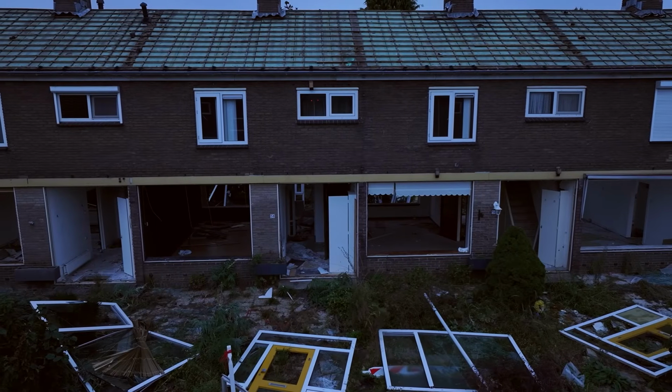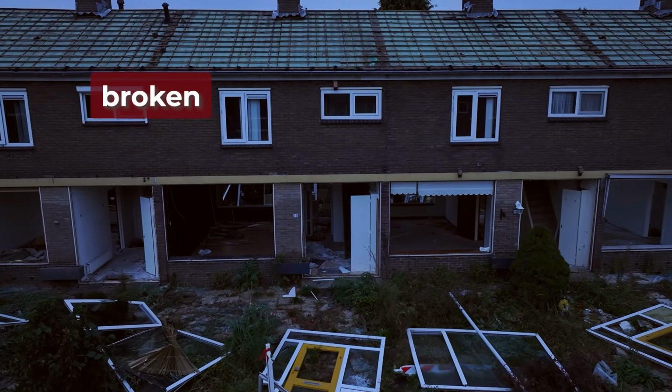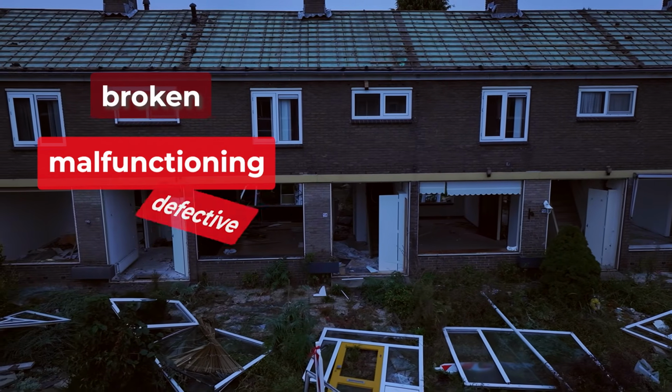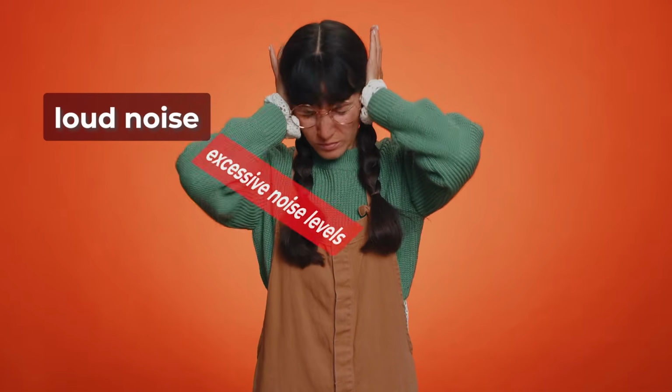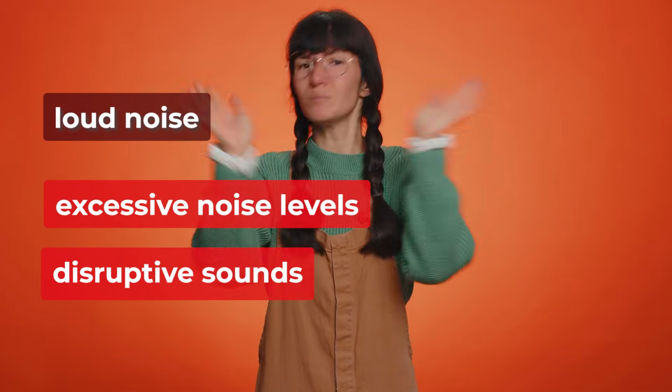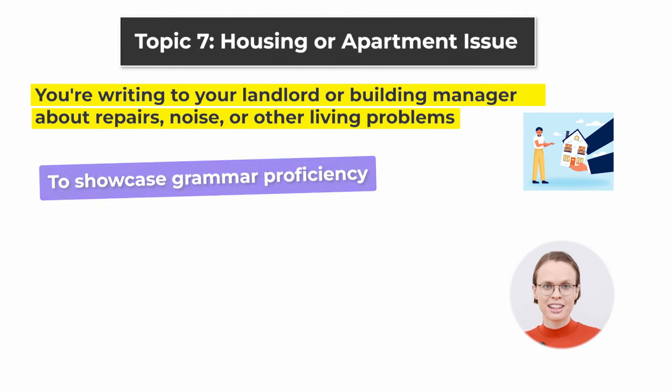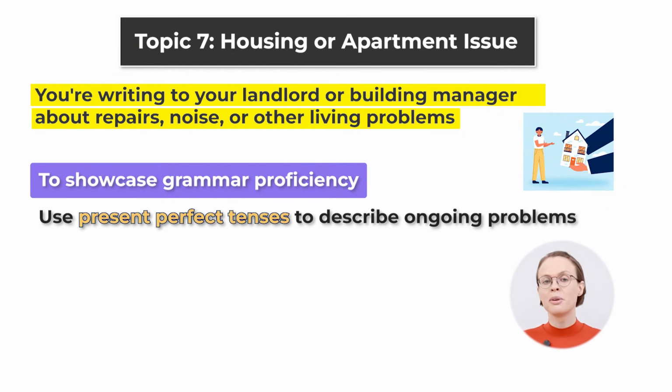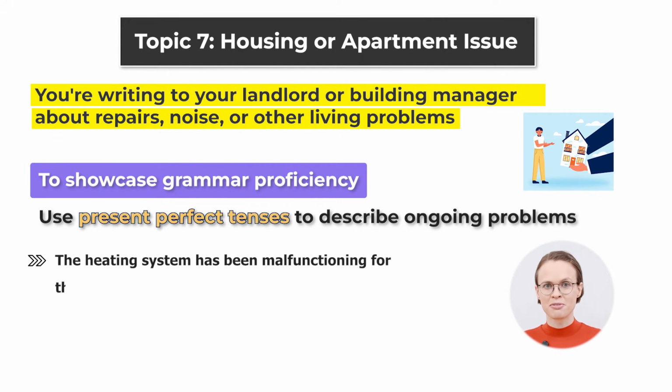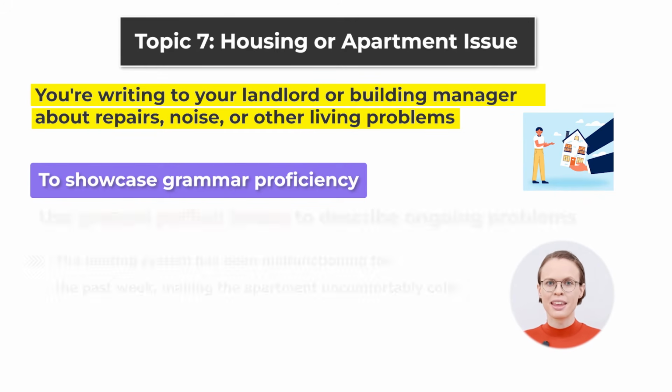Instead of writing broken, use more precise alternatives like malfunctioning or defective. Replace loud noise with excessive noise levels or disruptive sounds. To showcase grammar proficiency, use present perfect tenses to describe ongoing problems. For instance, the heating system has been malfunctioning for the past week, making the apartment uncomfortably cold.